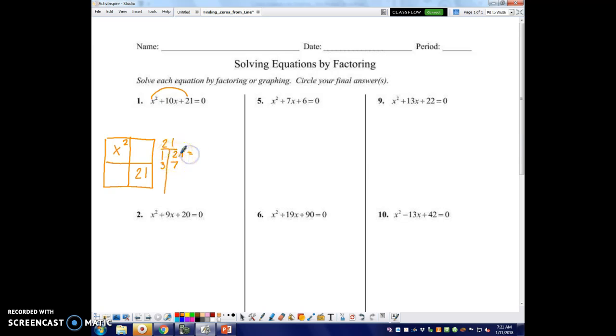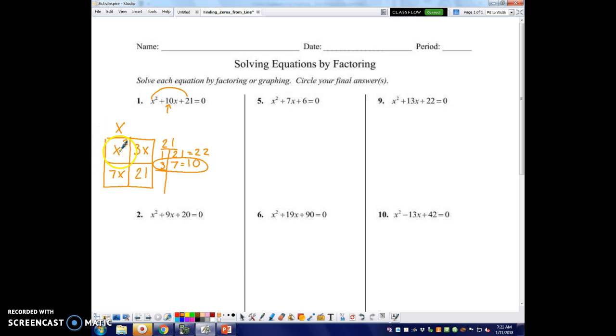So we add them up. 1 plus 21 is 22. 3 plus 7 is 10. Which one do we want? 10. Okay, so we put 3x and 7x, because we have 3 and 7. Now we see what they have in common. What do these two have in common? Just an x. Okay, and from this point you should be able to just guess the rest.